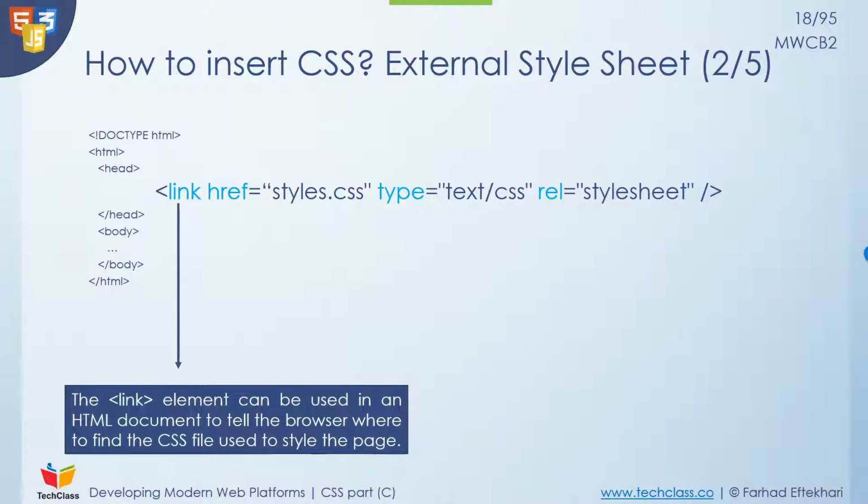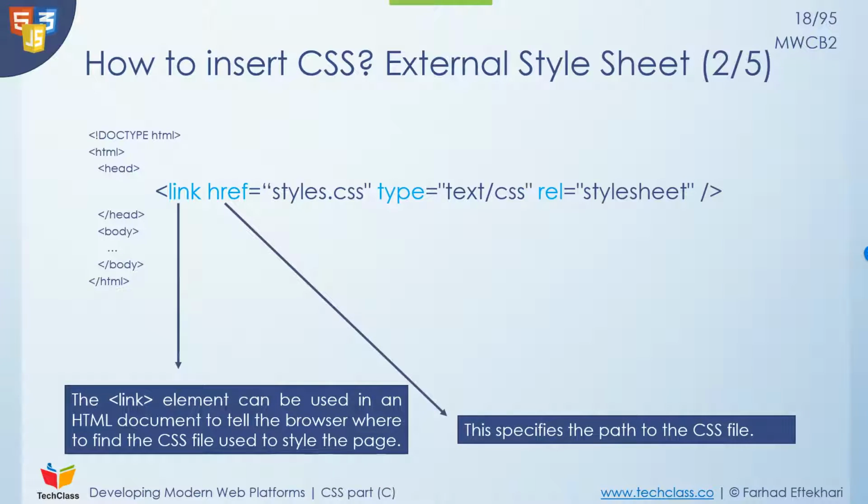We have the link element that can be used in an HTML document to tell the browser where to find the CSS file used to style the page. And then we have this href property that specifies the path to the CSS file here that you can see. All of those parent and child conventions that we somehow used in the previous part of the course are going to be used here. If you place your style sheet inside of a folder, then you can properly link to that file as well, not just mentioning the file name.